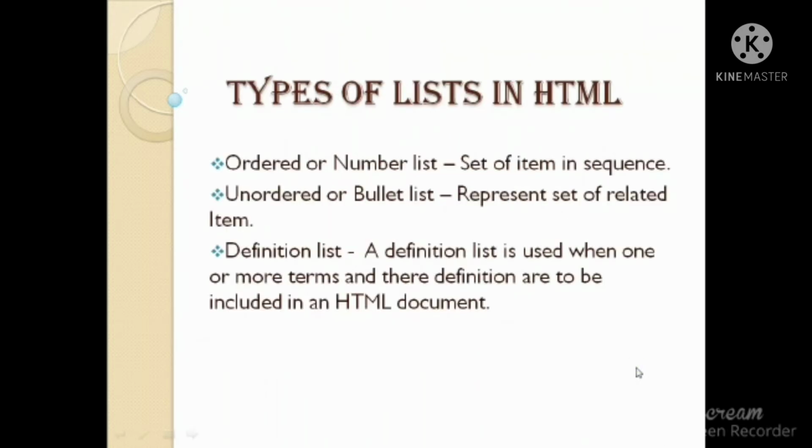So our next topic is types of list in HTML. So there are 3 types of list in HTML that we can use. So these 3 types of lists are ordered or number list. So first of all we will talk about ordered, or you can say number list. So these lists set your items in sequence. This sequence can be numbers, Roman numbers and alphabets as per your choice.